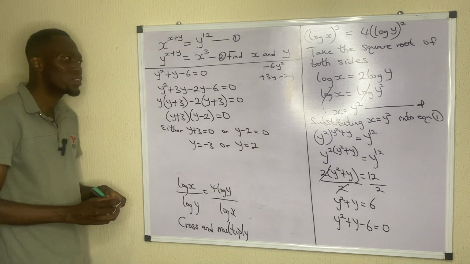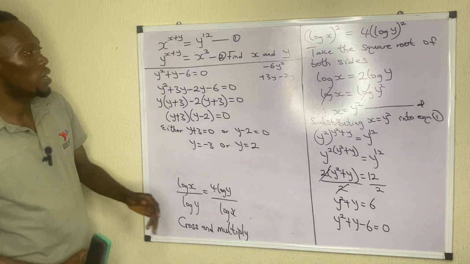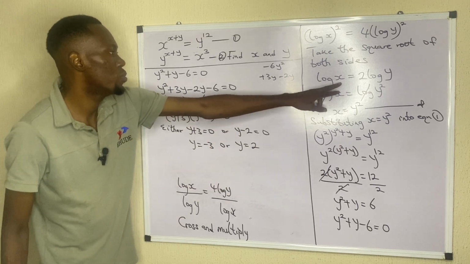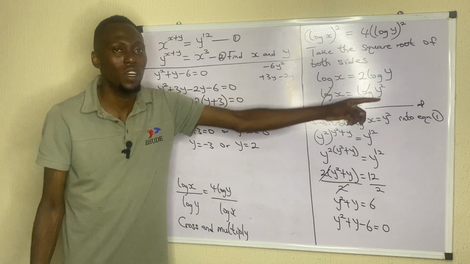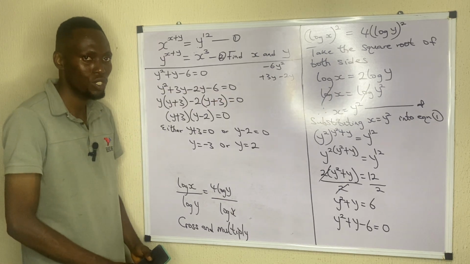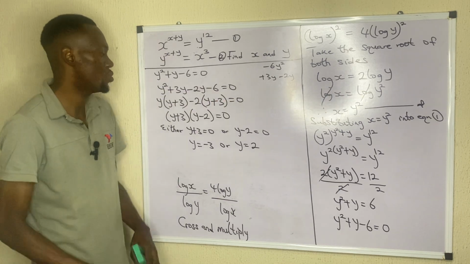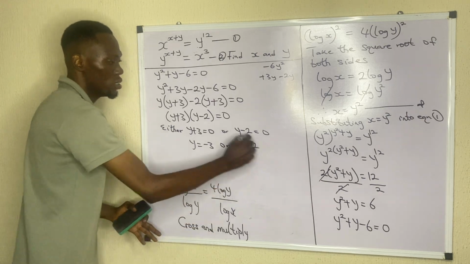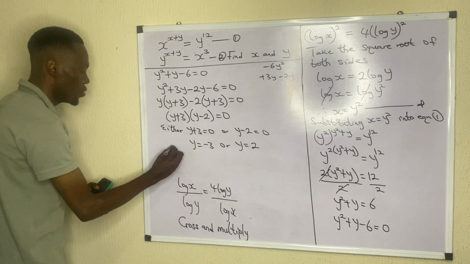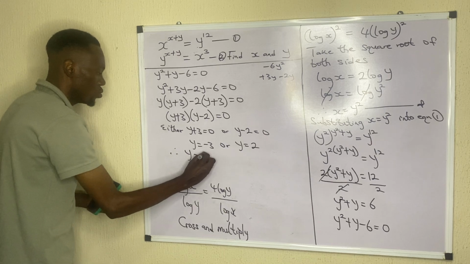But if you take note, remember we took the logarithm of both sides, right? So I cannot have a negative value for a logarithmic function. True or false? That's true. So I will consider only the positive value, which is y equals 2. So therefore, y equals 2.